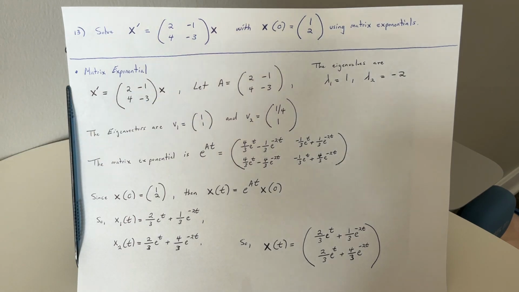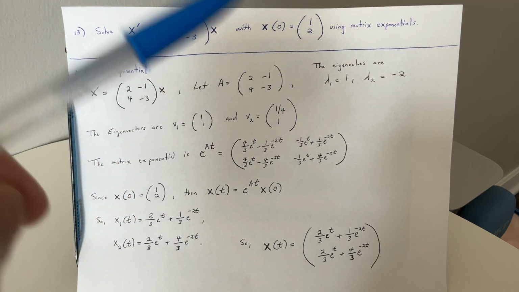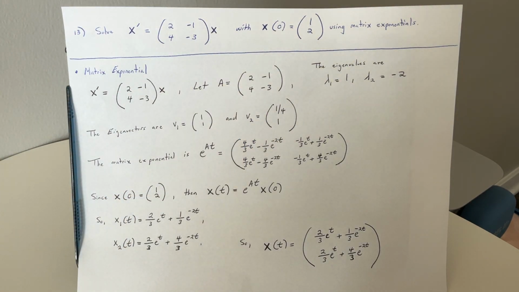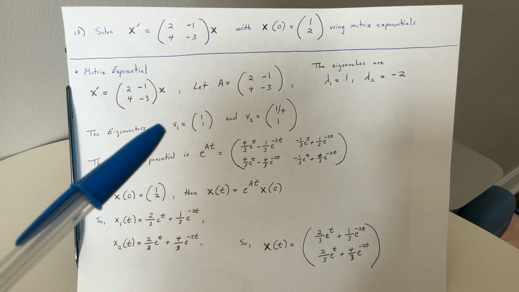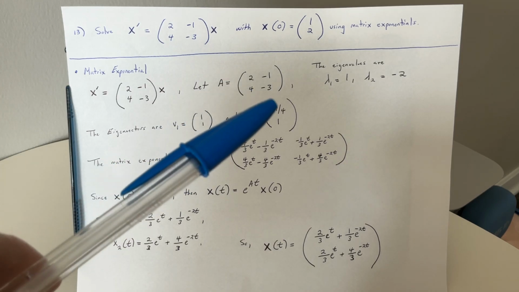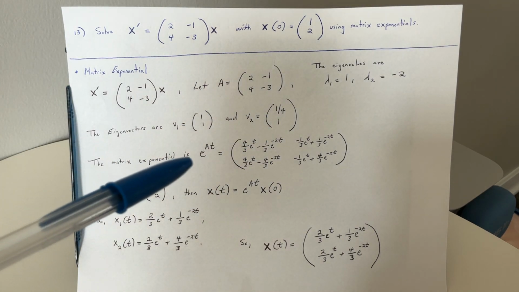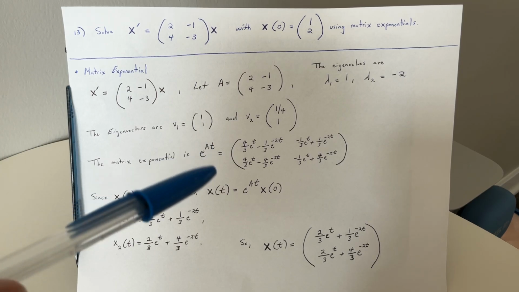We're going to let A equal 2, negative 1, 4, negative 3. So the eigenvalues here, after performing the computation, are lambda sub 1 equals 1 and lambda sub 2 equals negative 2. The eigenvectors are v sub 1 equals the column 1, 1, and v sub 2 equals the column 1/4, 1. The matrix exponential is going to be e to the At.